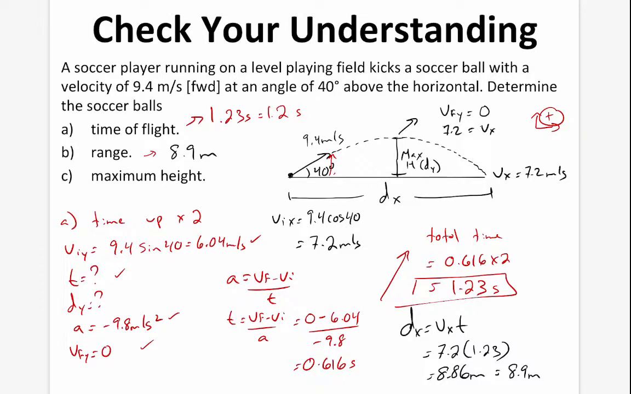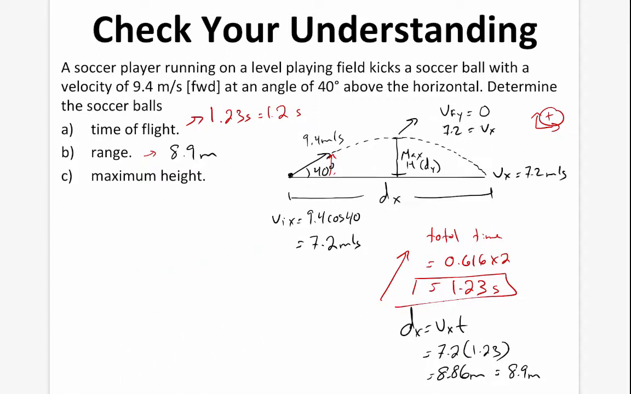And now the last thing we're asked for is the maximum height. So let's make a little bit of room here. So maximum height, that's our dy. So now we've got to find dy. We know our time to go up was 0.616 seconds. We know our VIY was 6.04 meters per second. We know our VFY is 0, and we know our acceleration is negative 9.8 meters per second squared.